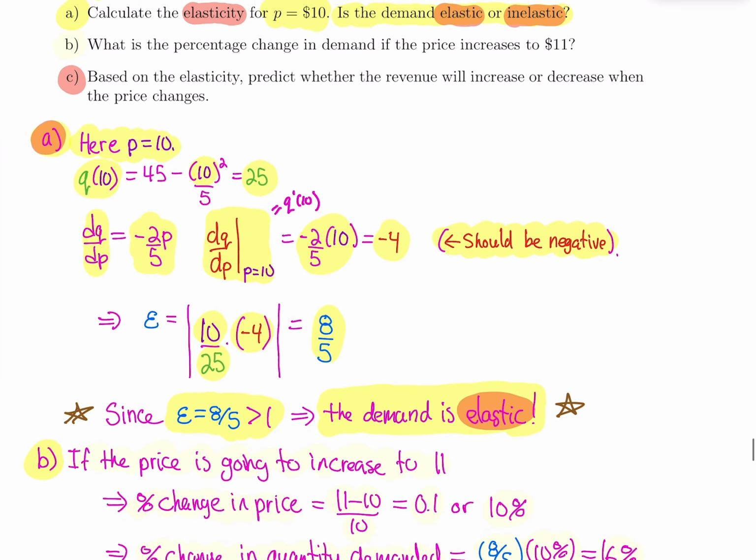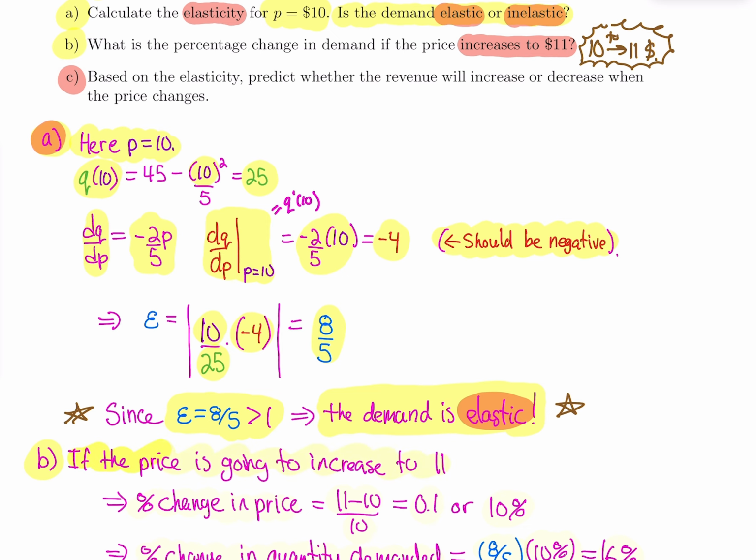What is the percentage change in demand if the price is going to be increased to $11? Okay, so you want to increase the price to $11. What will happen to your demand? Like, what will happen to your sales? Again, I love this B part because it's a nice way to understand how you can use that number in an actual business context.